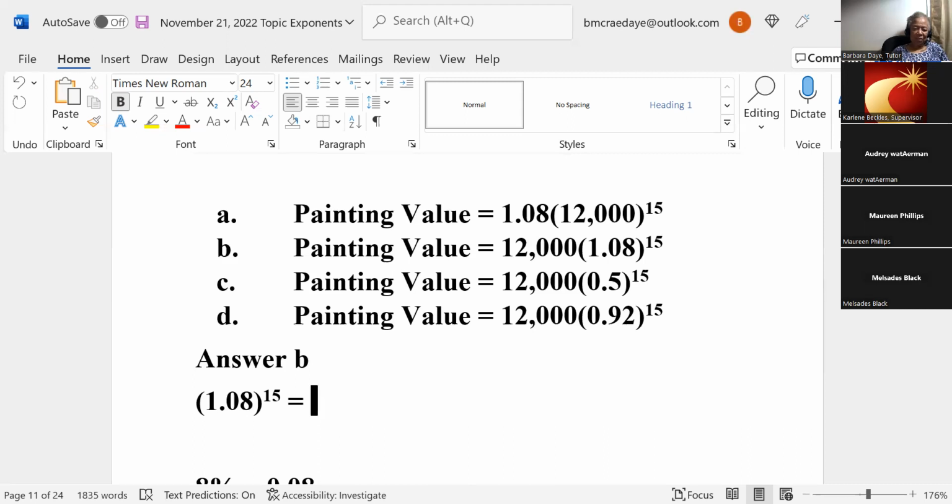Mercedes, you have an answer? It's saying 3.17 something. What do you have, Audrey? I'm getting 3.17 something or other. Okay, 3.172169114. Right. And then you multiply that by 12,000. So that would be 12,000 times the 3.17, and what is that equal to?